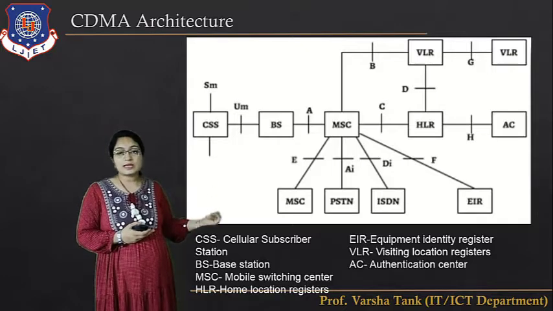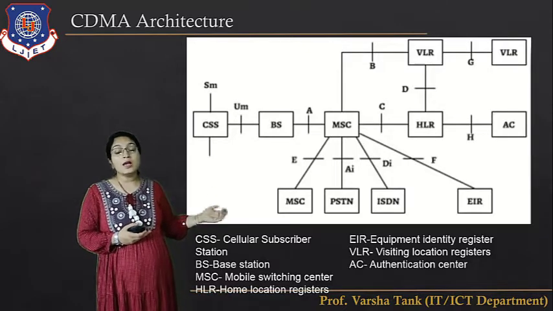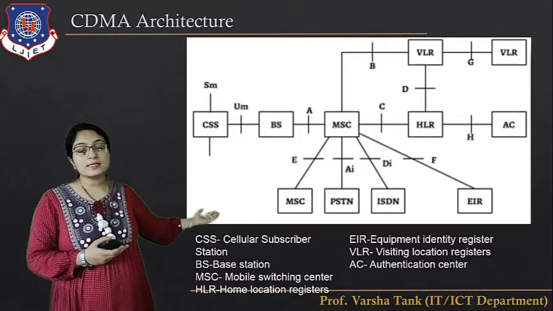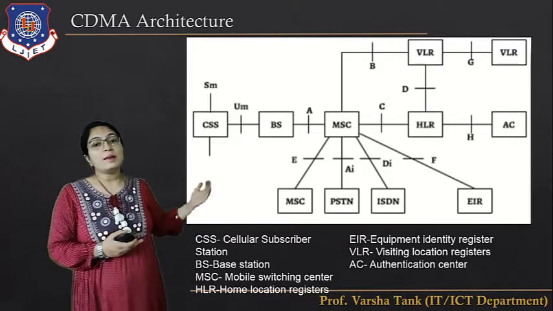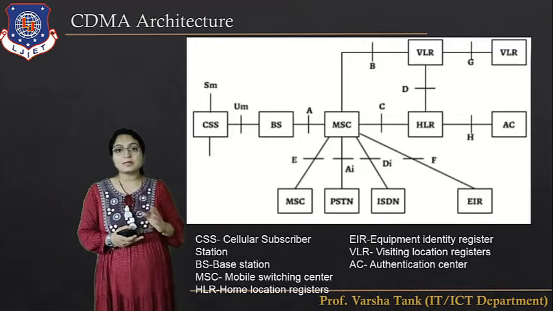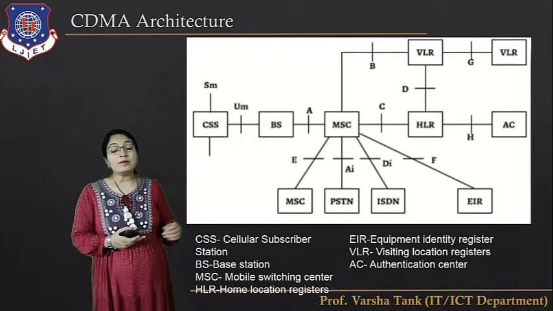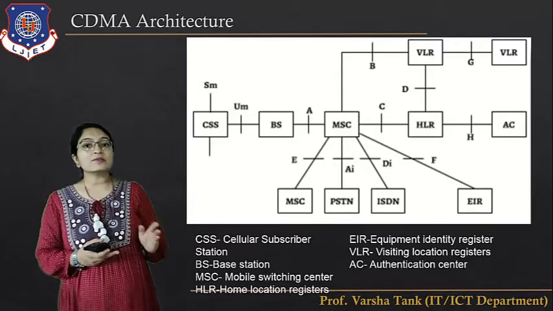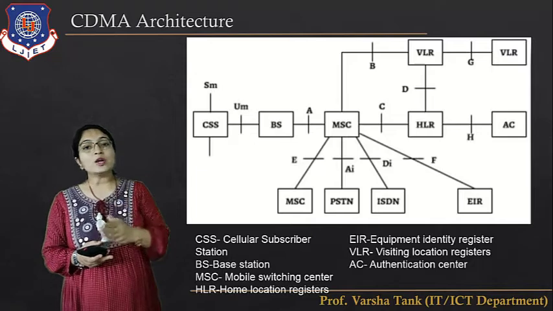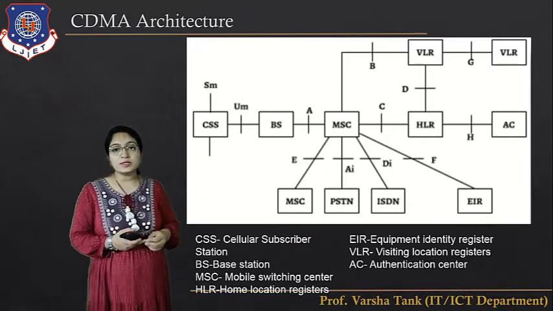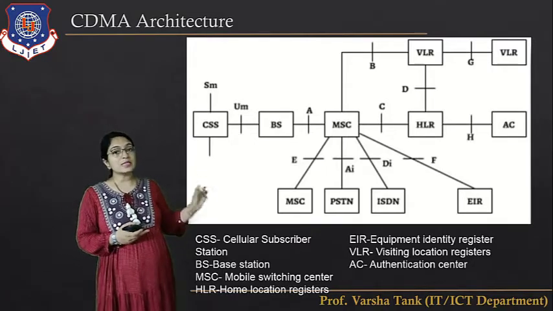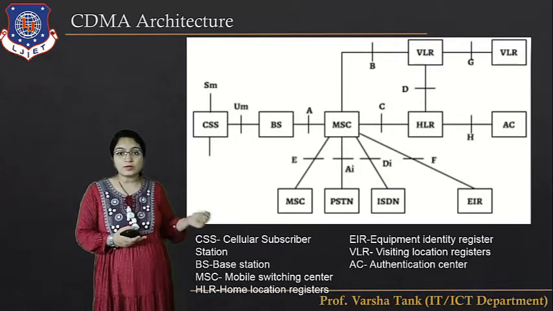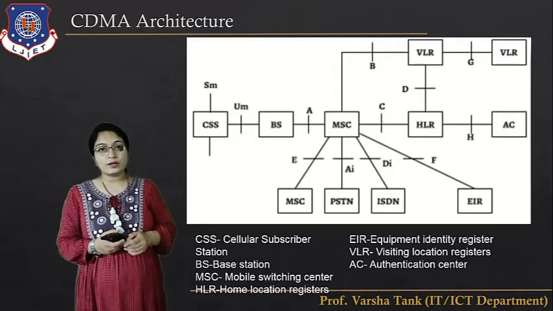If the call is in the same MSC the data will be transferred within it, and if it is in a different network, that is the public switched telephone network, so here you can see with the E interface, MSC is connected with the PSTN, that is the public switched telephone network. Then with the D interface it is connected with the ISDN, that is the integrated services digital network. So when the call is coming from the cellular subscriber, this MSC is responsible for transmitting the call in the same network or in the different network, and it is connected with the different interfaces.